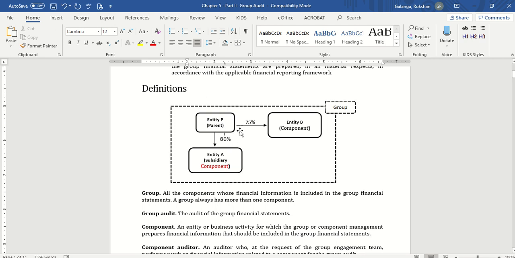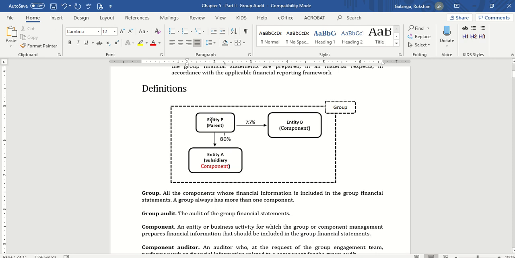Accordingly, entity P should prepare consolidated financial statements. That means he should include his figures in the P&L and the balance sheet. Also, he should consider the figures in the P&L and the balance sheet of entity A and entity B. All three companies together should prepare one single set of financial statements. We call it consolidated financial statements, right? Or simply, we call this a group. Entity P needs to prepare group accounts.